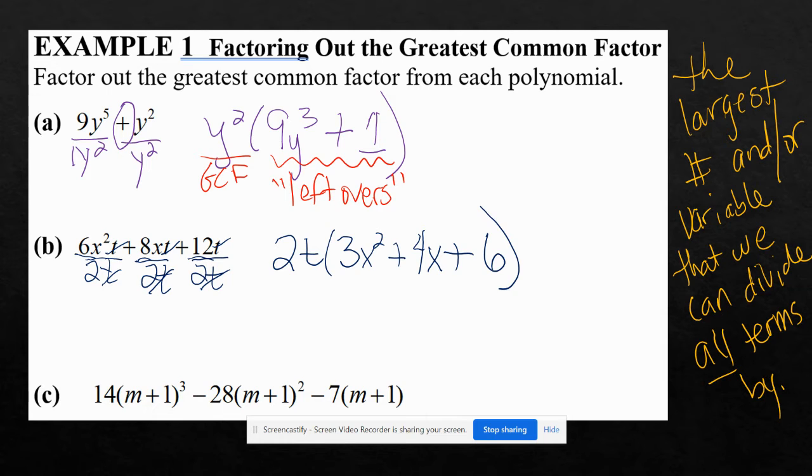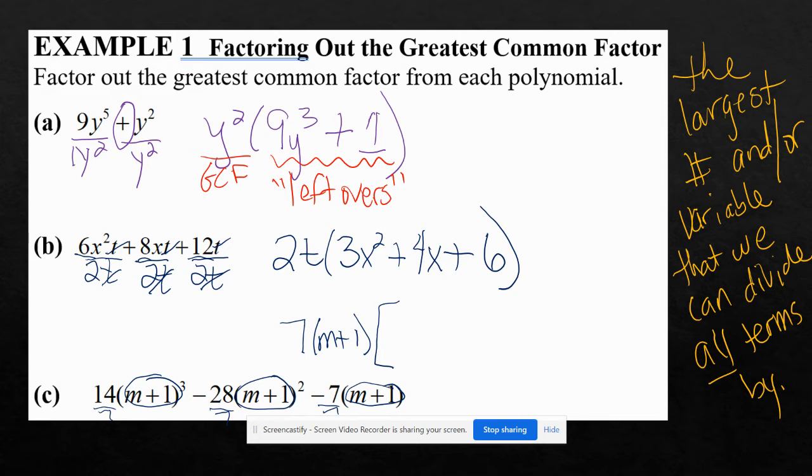All right, letter C, they're trying to get a little tricky here. I'll start with the numbers. We have 14, 28, and 7. They all have a factor of 7. So we know we're pulling out a 7. And then if you notice in the parentheses, all 3 parentheses have an m plus 1. So m plus 1 is the other part of that greatest common factor.